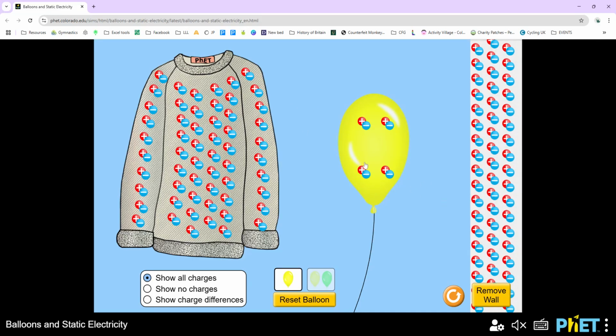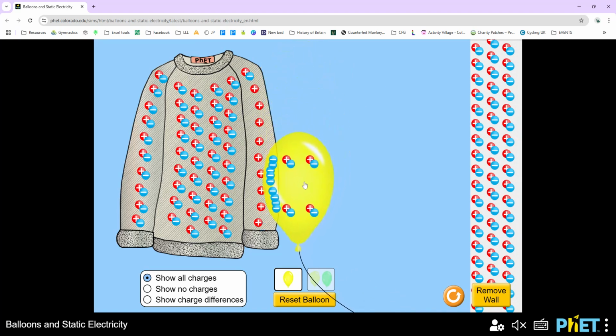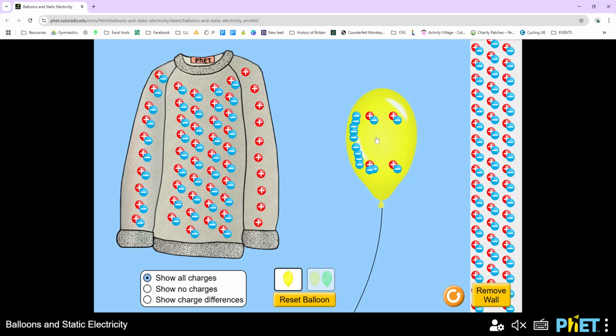But some materials are more attractive to these negative charges, these electrons, than other materials. And in this simulation, the material that the balloon is made from is more attractive to electrons than the wool of the jumper. So if I rub the balloon against the jumper, then electrons are attracted more to the balloon than they are to the jumper. And now the balloon has a charge. And when I let go, that negatively charged balloon is attracted to the positively charged jumper.